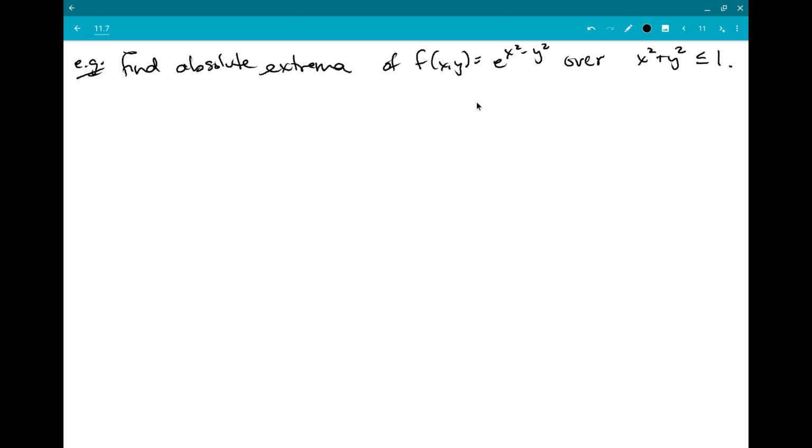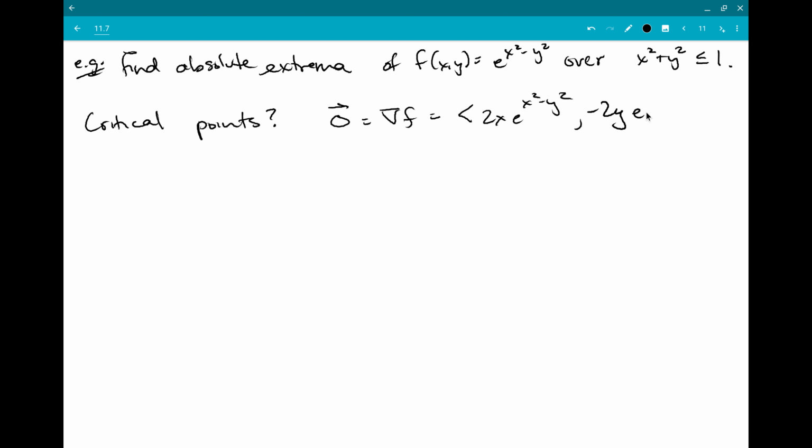And so I know my first step is going to be to find critical points, which means I'm going to have to set my gradient equal to 0, where my gradient is going to be 2x e to the x squared minus y squared, minus 2y e to the x squared minus y squared. And each component has to be equal to 0, so I know that this is going to give me a system of two equations that have to both be true at the same time.